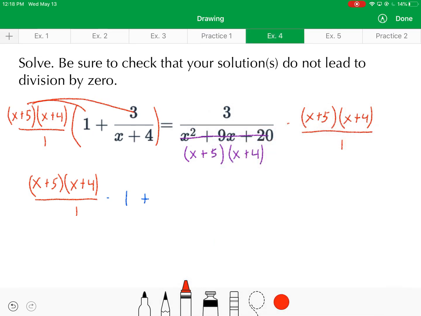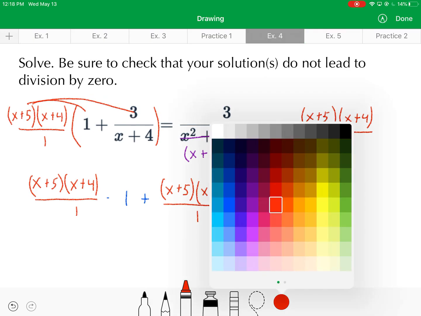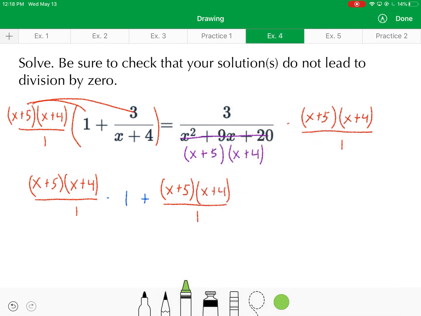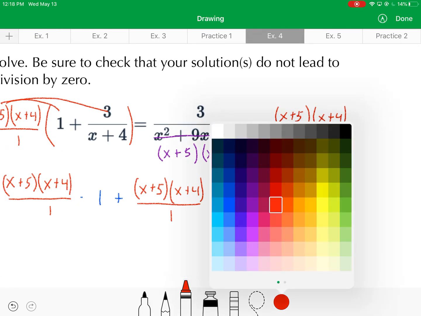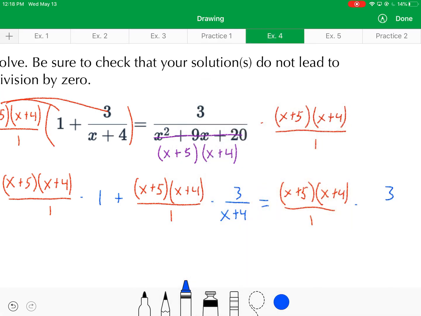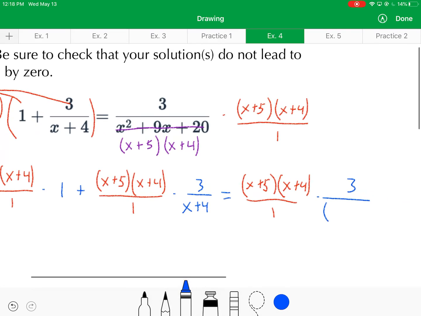plus x plus 5 times x plus 4 over 1 times 3 over x plus 4 equals, one last time, x plus 5 times x plus 4 over 1 times 3 over x plus 5, x plus 4.